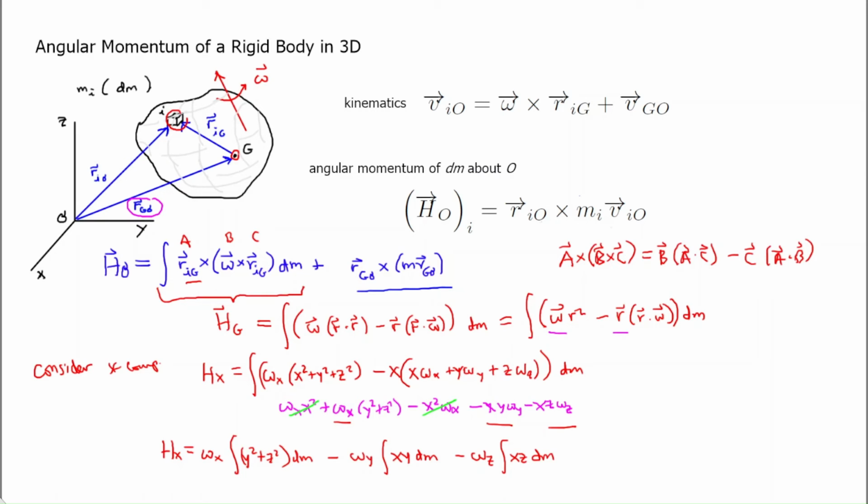Now on the previous screen, we ran into a couple of integrations where we had an R dm, and we found out that was related to the centroid, the center of mass coordinate. Here we have integrations of the square or the product of two coordinates times dm. Those are related to the moments or products of inertia. I need to create some space here, and we'll pick that up again on the next screen.